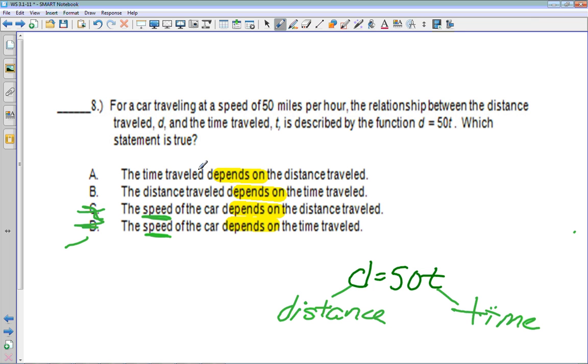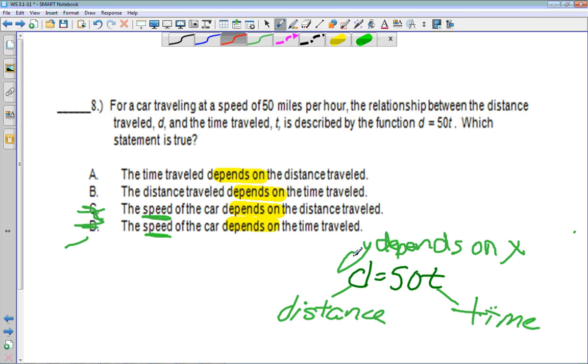Those are not right. Now, I know that Y depends on, sorry for the writing, depends on X. Well, what matches up? The Y and the D. So I'm going to have the distance depends on, what's the X? Time. Distance depends on time. My answer should be B.